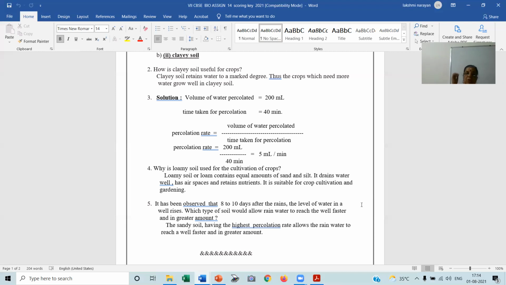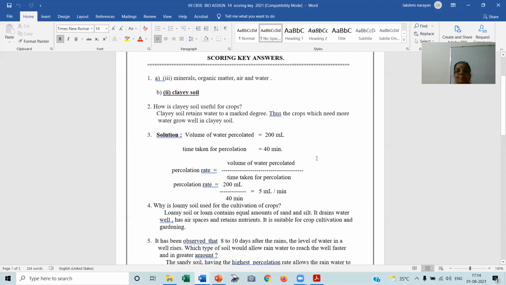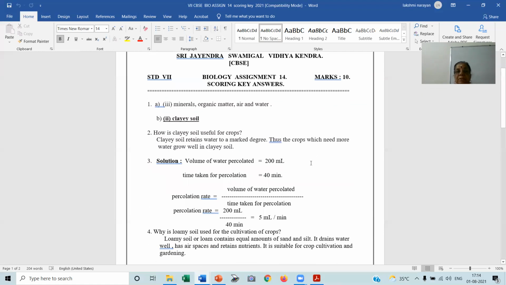Loamy soil or loam contains equal amount of sand and silt. It drains water well, has air spaces and retains nutrients. It is suitable for crop cultivation and gardening. Then question 5. Sandy soil having highest percolation rate allows rainwater to reach in a greater amount. This is assignment number 14.